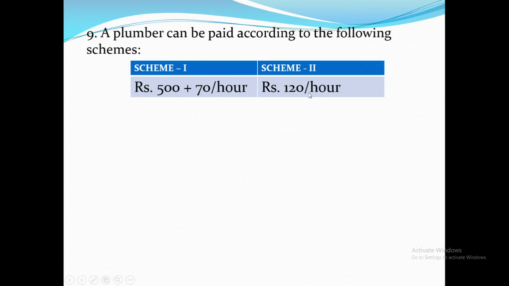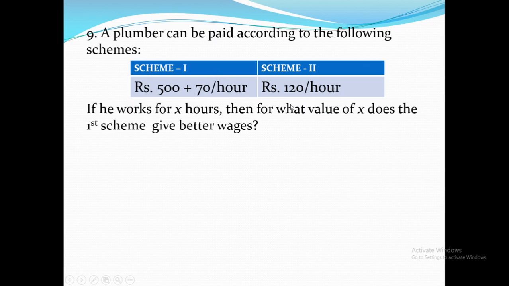Coming to the second scheme, he will be paid 120 per hour. Okay. Now what is asked in the question? If he works for X hours, how many hours we don't know, it is given as X. Then for what value of X does the first scheme give better wages? So we have to check the first scheme is better till what hour.